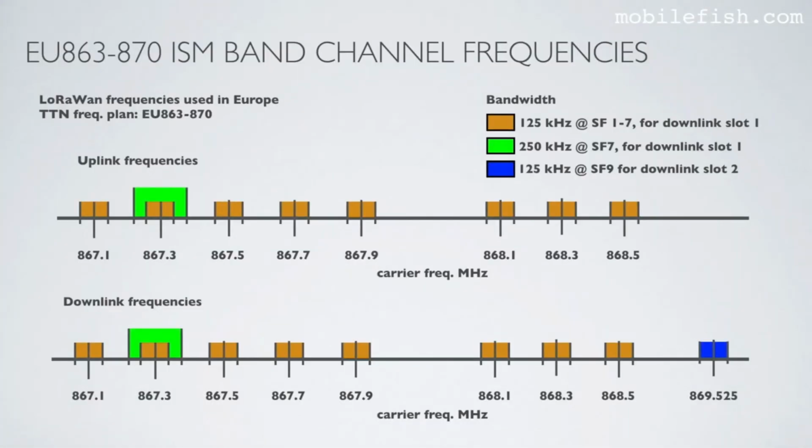In this picture, you see the LoRaWAN frequencies used in Europe, based on the Things Network frequency plan AU 863 to 870. Here are the 8 upload frequencies, and here are the 8 download frequencies to be used for slot 1, and an additional download frequency for slot 2. The orange and blue colors represent the 125 kHz bandwidth, and the green color represents the 250 kHz bandwidth. As you can see, the 250 kHz bandwidth is only used at this frequency. All other frequencies use the 125 kHz bandwidth.